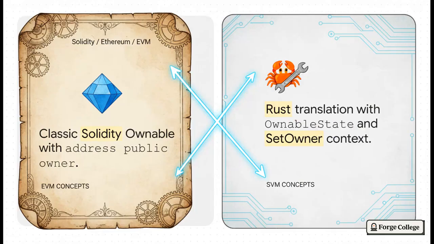Now, the absolute heart of your catalog is a side-by-side visual mapping. Think about a classic Solidity ownable contract where we see familiar things like address public owner and msg.sender. When you compare that directly with the Rust and Anchor translation, which uses an ownable state struct and a set owner validation context, something really cool happens. It illustrates exactly how an EVM concept like msg.sender translates beautifully and safely into a Solana signer account. Seeing those concepts map directly to each other, that is what triggers the aha moment for transitioning developers.